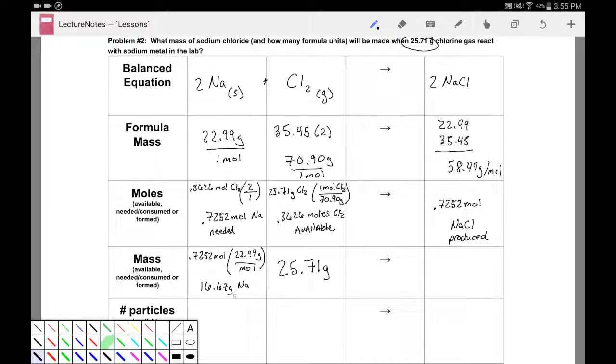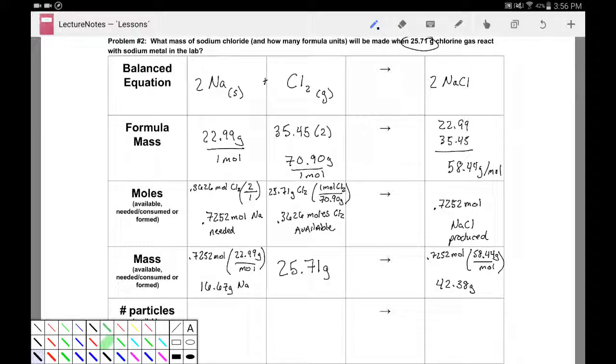When we take that mass of sodium and react it with that mass of chlorine given to us in the problem, we should find the total mass of the products to be the same. So to check that, we will have our 0.7252 moles of sodium chloride, and using the formula mass again, 58.44 grams per mole in this case, and that works out to 42.38 grams of sodium chloride produced.